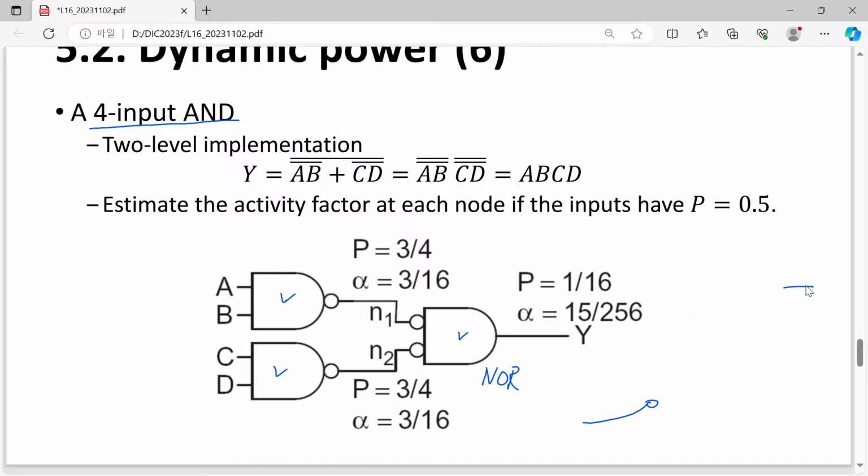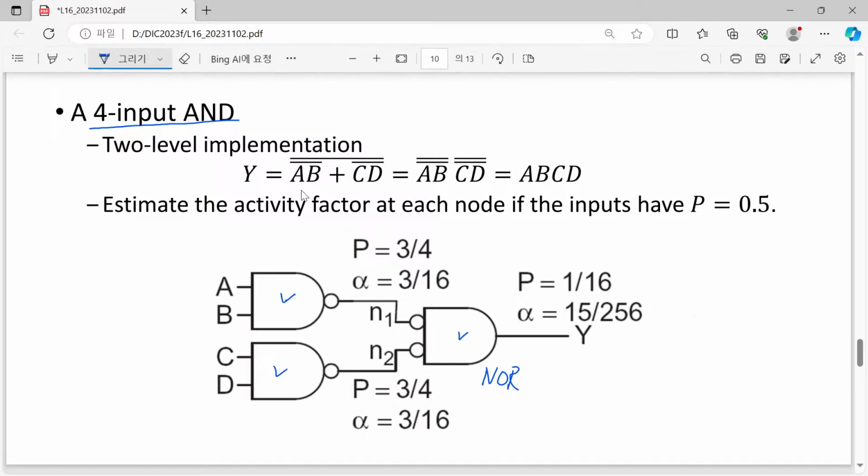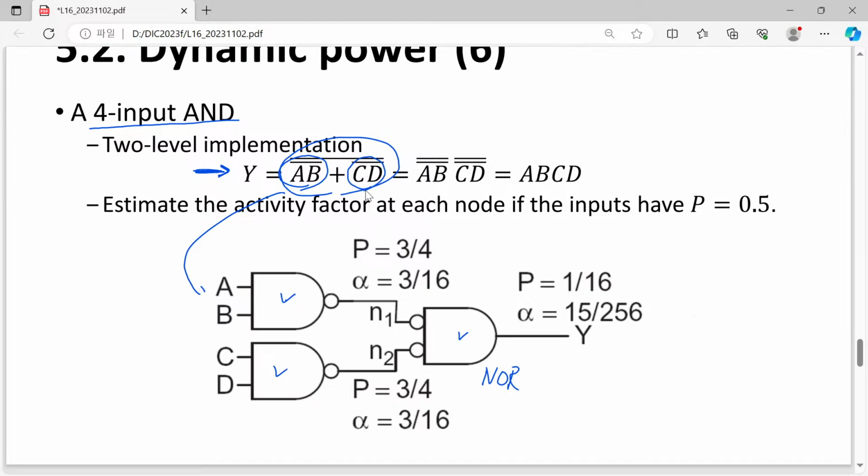The equation shown here is just to repeat De Morgan's theorem once again. This is nothing but the implementation shown here. First we take NAND, and NAND, after that the NOR. Then from De Morgan's theorem, we can change it this way, and the double application of these bubbles can be cancelled out. Then we will have ABCD. So now you understand this is a correct implementation of your 4-input AND.